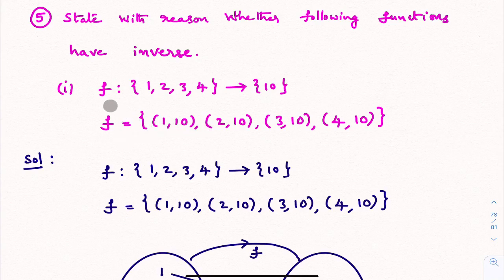In this first bit, they gave that f is a mapping from {1, 2, 3, 4} to the set {10}. And the function is defined like this: ordered pairs (1, 10), (2, 10), (3, 10), (4, 10). What I'll do, I'll draw a diagram to check whether the function is 1-1 function, onto function or not. I'll check whether the function is bijective or not.